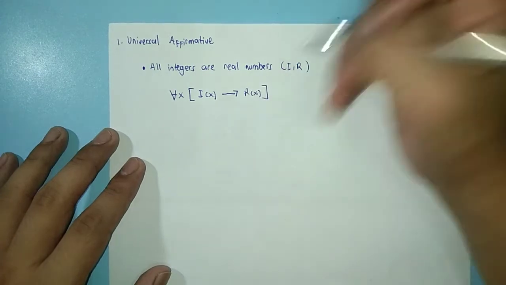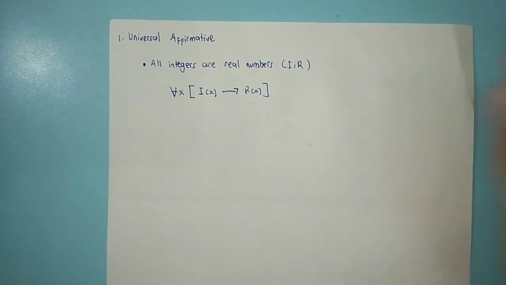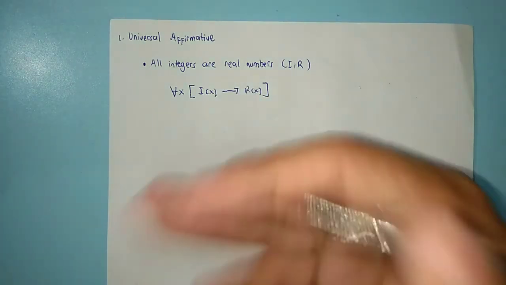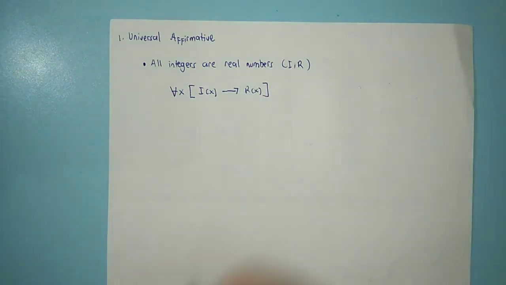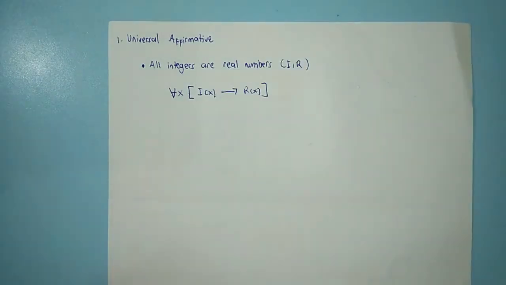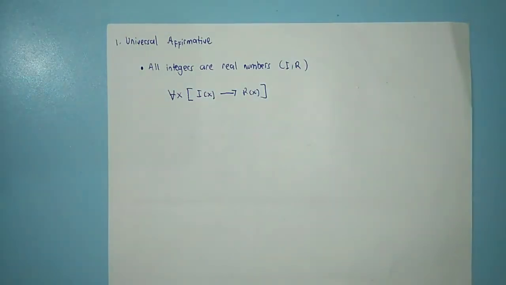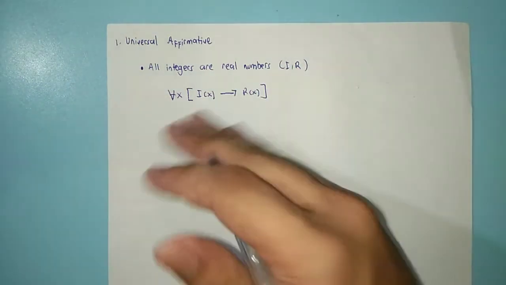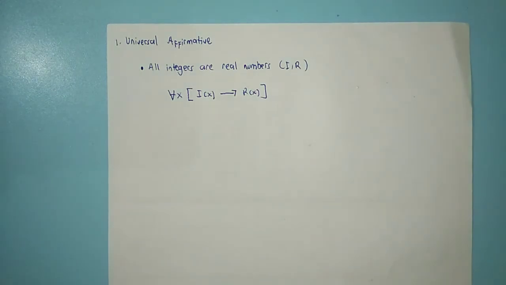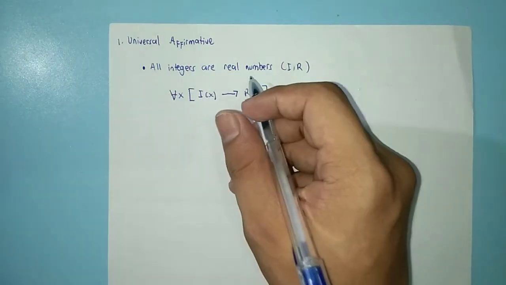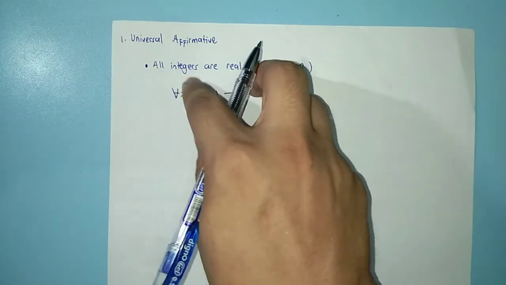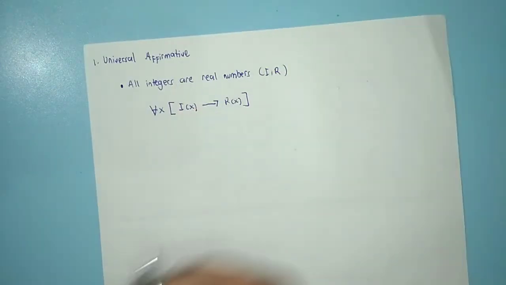of x. Okay, so ibig sabihin yan, sa lahat ng number, let's say, or sa kahit anong number x, kapag daw yung x ay integer, then yung x ay real number. Okay, so yan yung halimbawa ng universal affirmative. So, integers are real numbers. So, ito, ang gagamitin natin dyan ay implication.